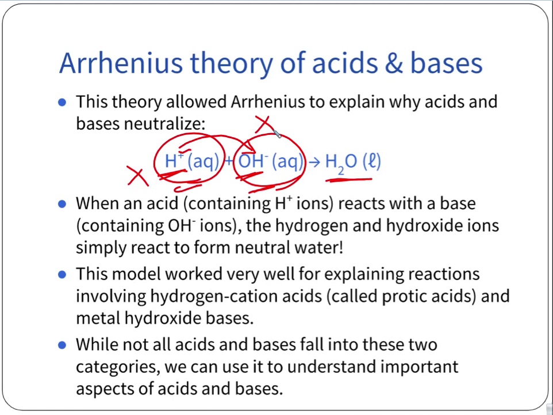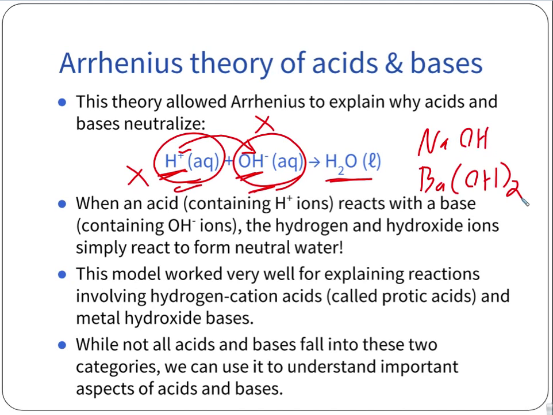So this Arrhenius model here works really, really well for explaining reactions involving hydrogen cations, which are sometimes called protic acids, and metal hydroxide bases. Some metal, like say sodium with hydroxide, or let's say barium with hydroxide, right there. It works really, really well for those types of acids and bases. Now, not all acids and bases do fall into these two categories, but we can use this Arrhenius method to understand some important aspects of acids and bases.